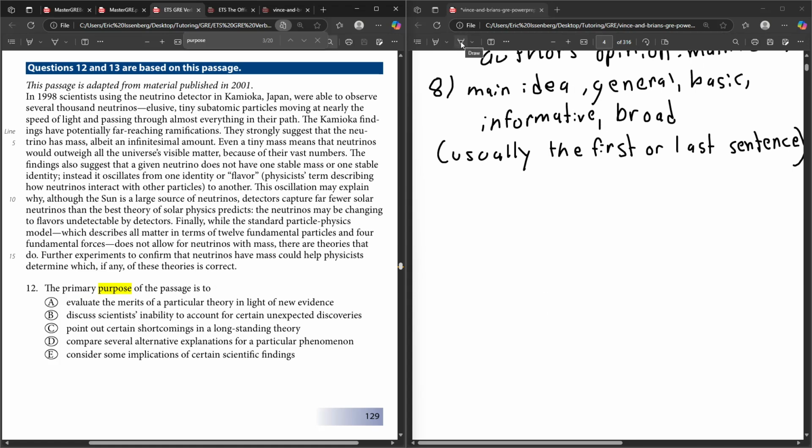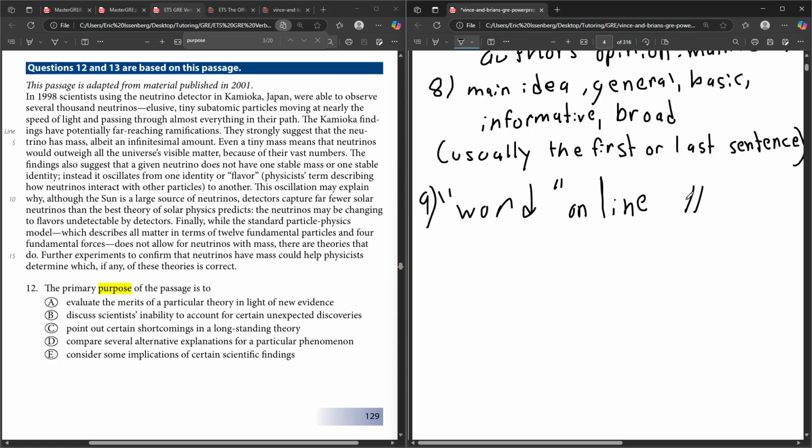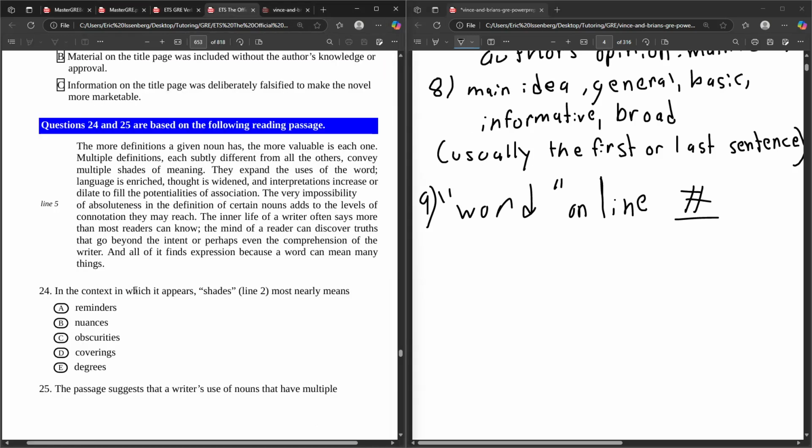Really, the only ones left I can think of are, here's number 9. If there's a word online, like on line, insert number, the example of this would be like this. What is the context that the word shades on line 2 appears? We've probably all seen this. It's a fairly straightforward question, but I want to clarify something about it.